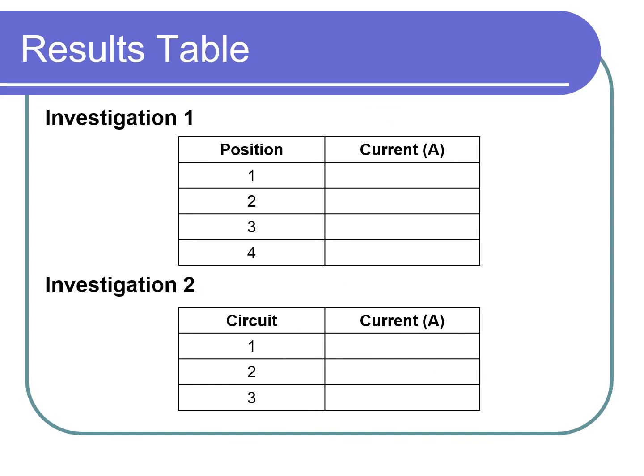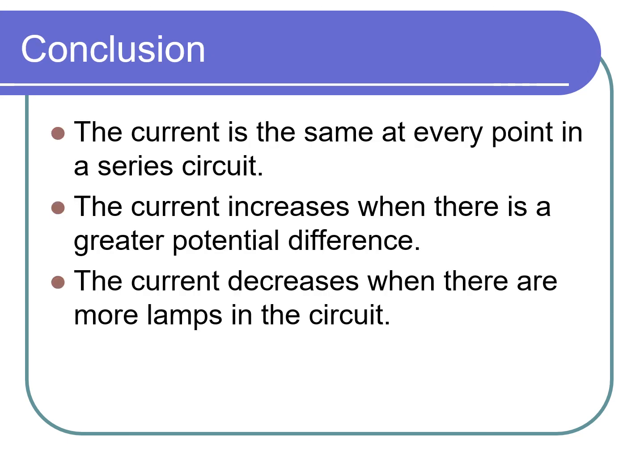These were the results of an experiment that we would have done in class, but we're not going to have time for that. So, conclusion. The current is the same at every point in a series circuit. The current increases when there is a greater potential difference or voltage. Another word for potential difference, remember, is voltage. The current decreases when there are more lamps in the circuit. I think that's the end. Let's see what else we've got.